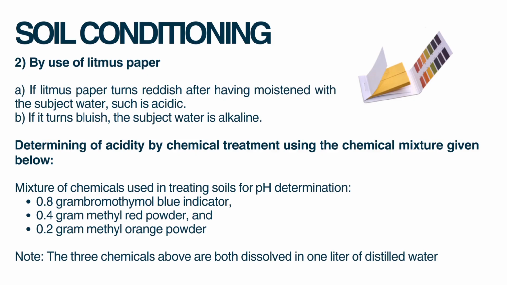Acidity can also be determined using a chemical indicator mixture. The mixture commonly used for pond soil and water testing contains 0.8 grams of bromothymol blue indicator, 0.4 grams of methyl red powder, and 0.2 grams of methyl orange powder. These three chemicals are dissolved together in 1 liter of distilled water to prepare the indicator solution.